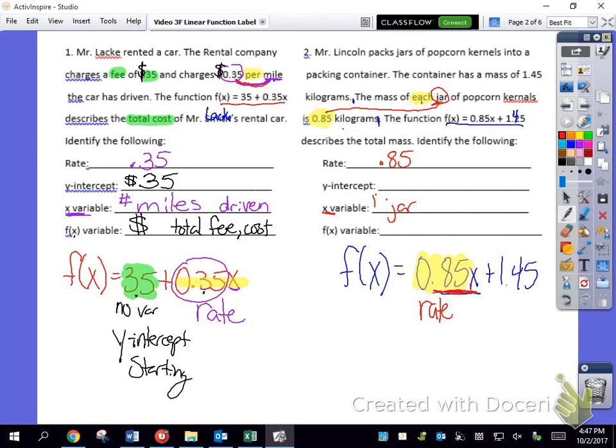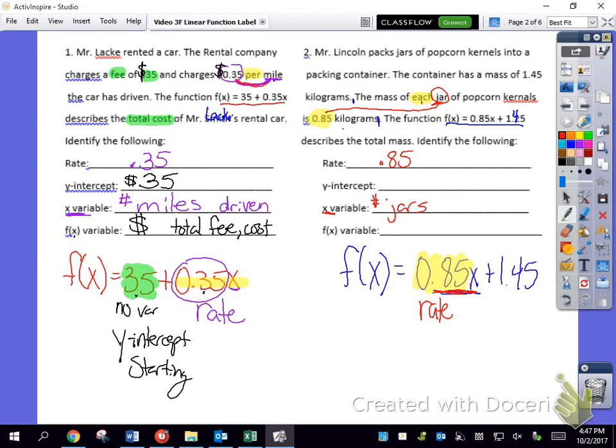So I'm packing a box and I'm putting jars of popcorn kernels in them. So the x represents the number of jars. Each one is going to hold this much popcorn.